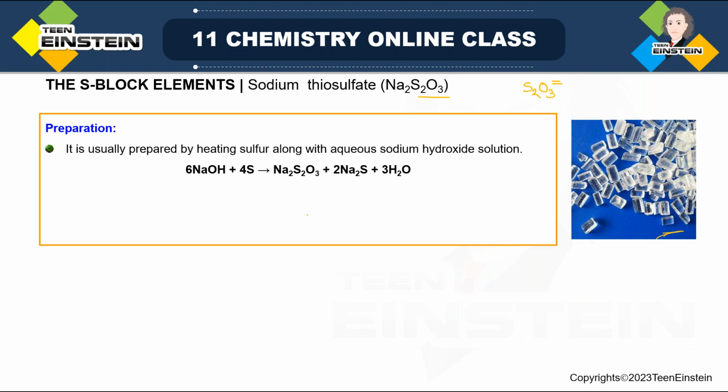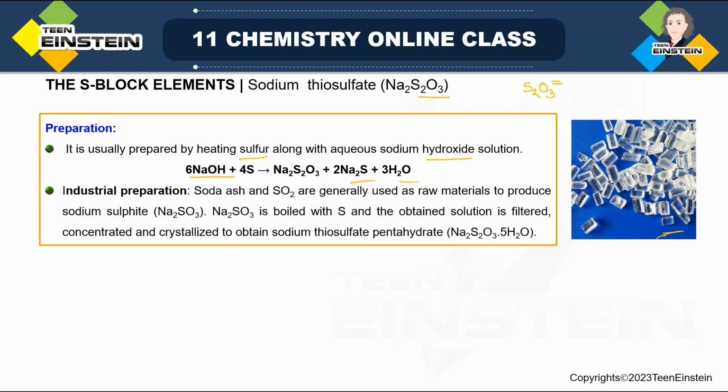First, as usual, we will see how we can make it. You can prepare it by heating sulfur, because you need sulfur. In the molecule itself, there is sodium, there is sulfur, there is oxygen. So there must be some sulfur source, and we are directly using sulfur, along with sodium hydroxide. Sodium hydroxide will be the source of sodium. You can see the balanced equation here: NaOH plus S gives Na2S2O3, and these are the byproducts.